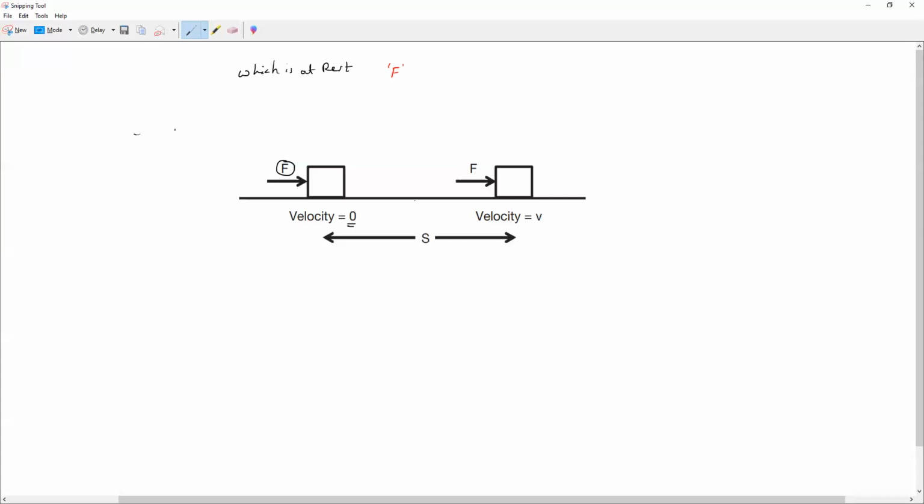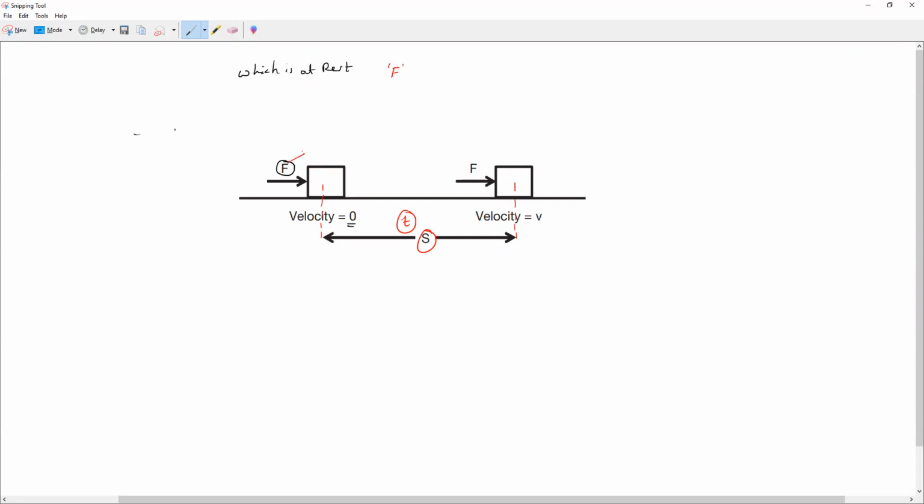Displaces through a distance, from where to where? Displaces through a distance s, in time t. Do you all understand, everybody?